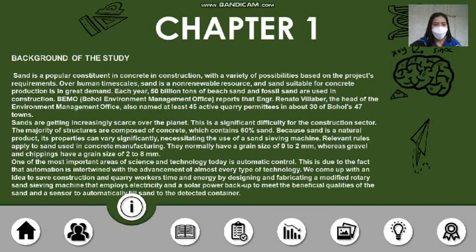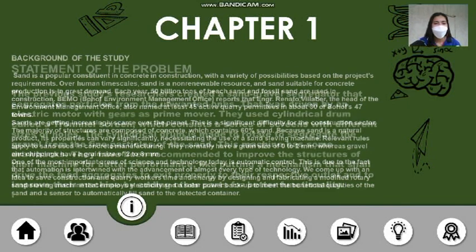2 to 8 mm. One of the most important areas of science and technology today is automatic control. This is due to the fact that automation is intertwined with the advancement of almost every type of technology. We came up with an idea to save construction and quarry workers' time and energy by designing and fabricating a modified rotary sand sieving machine that employs electricity and a solar power backup to meet the beneficial qualities of the sand, and a sensor to automatically fill sand into the detected container.